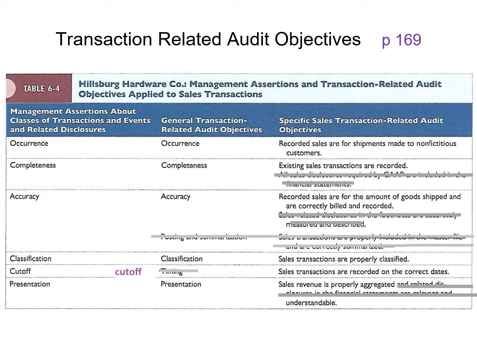Classification, sales or transactions are properly classified. So if we sell inventory, it's a sale. If we sell a fixed asset, then that goes into gain or loss down in the other part of the income statement. Cutoff, sales are recorded in the correct period. Presentation, sales revenues properly aggregated. Remember net sales, sales minus sales returns minus sales discounts.